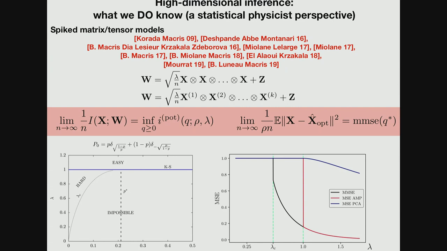You can plot the mean square error of various algorithms. The dark line here is the optimal algorithm. The red one is what you get with approximate message passing. And the blue one is what you get with naive principal component analysis, where you just look at the eigenvector of this matrix. And you see here the presence of this computational-to-statistical gap, this hard phase that Afonso and Federico also discussed. So this is the usual picture.